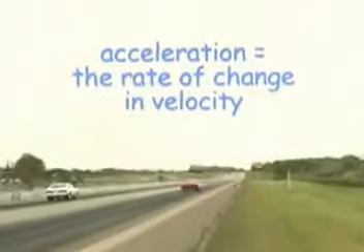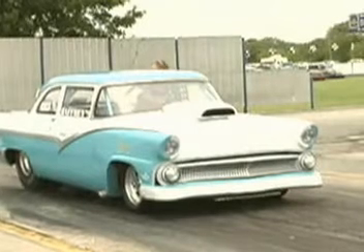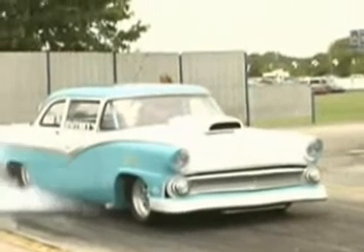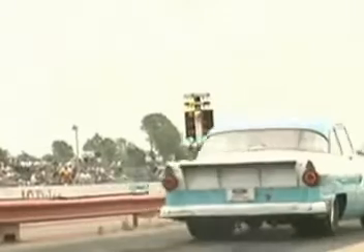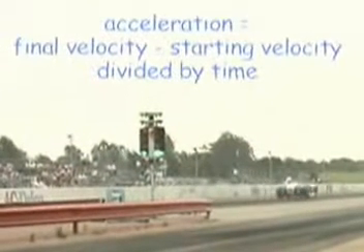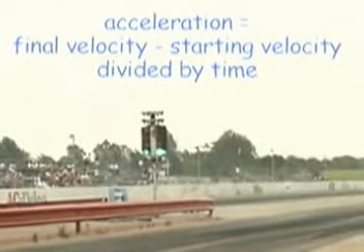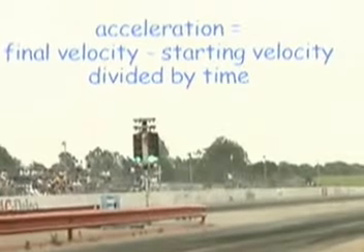Acceleration is the rate of change in the velocity of an object. We usually think of acceleration as the speeding up of an object, but there is more to it than that. Acceleration is calculated using the following formula. Acceleration equals the final velocity minus the starting velocity, divided by the time taken to change the velocity.